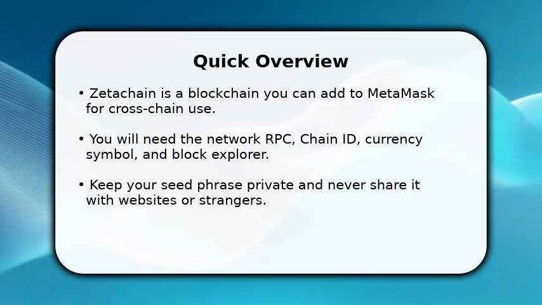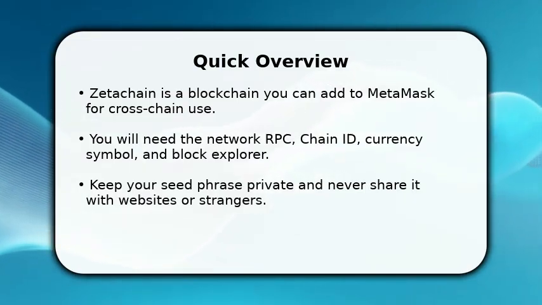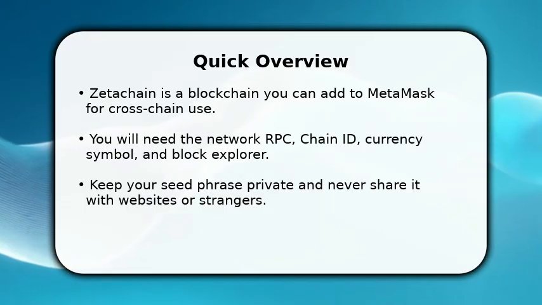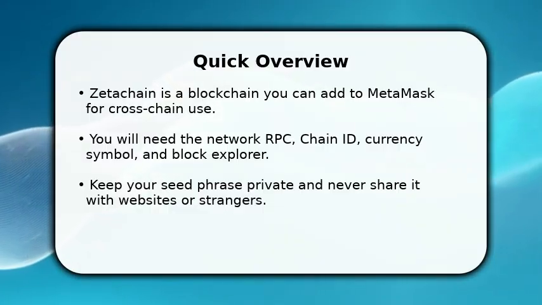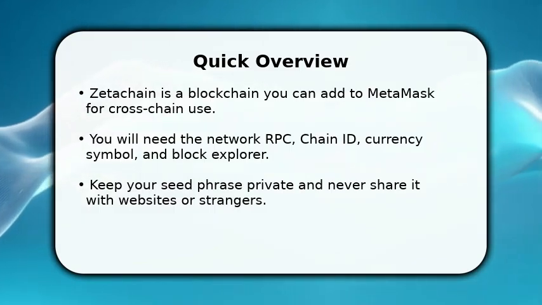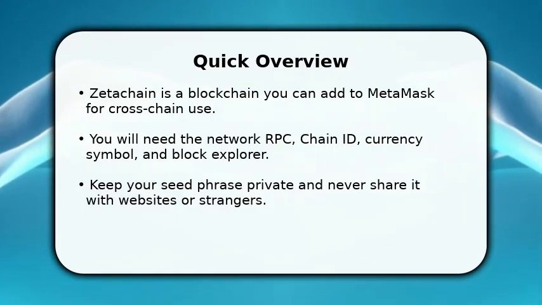In this video, I will show how to add Zetachain to MetaMask. Open MetaMask and unlock your wallet, then click Networks and choose Add Network. Enter the Zetachain RPC URL, chain ID, and network name exactly as provided by the official docs. Set the currency symbol and optional block Explorer URL. Save the network, switch to it, and confirm with a small test transaction to verify settings before sending larger amounts.